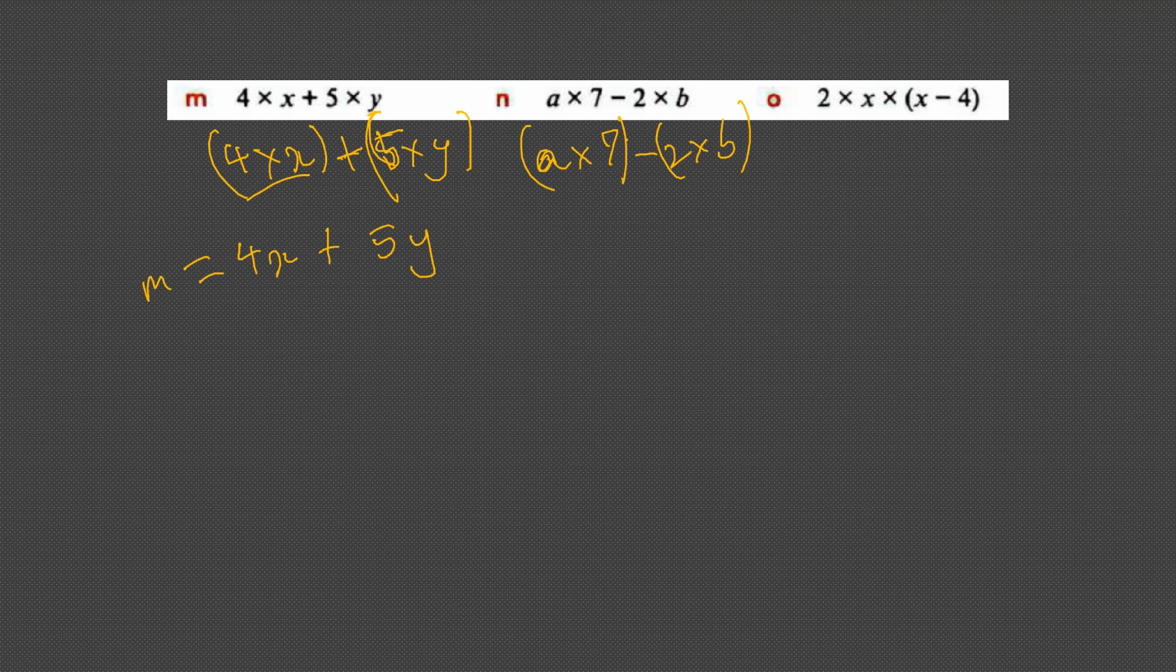So anyways, back to it. A times 7 will lead to 7a. Remember, the number must always come first before the unknown variable. So it will become 7a minus, and 2 times b becomes 2b. And remember, the minus is acting on this bracket, so it will now become minus 2b. So N will equal 7a minus 2b. Let me write this better.